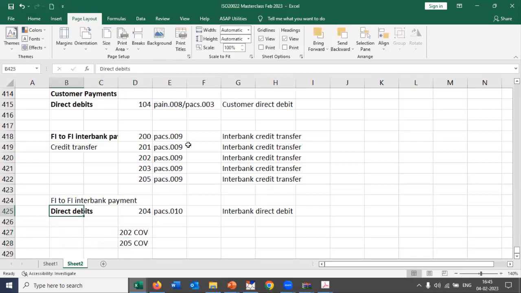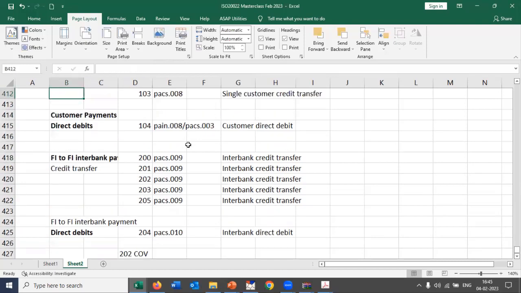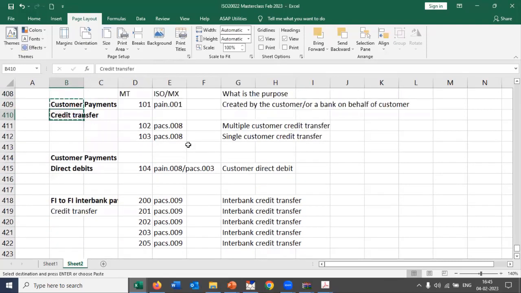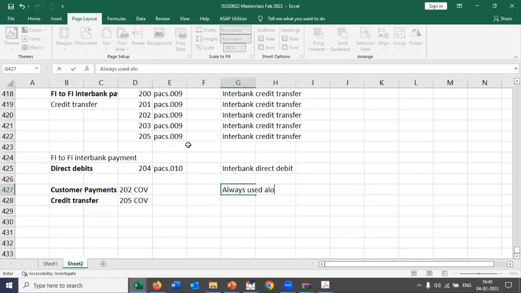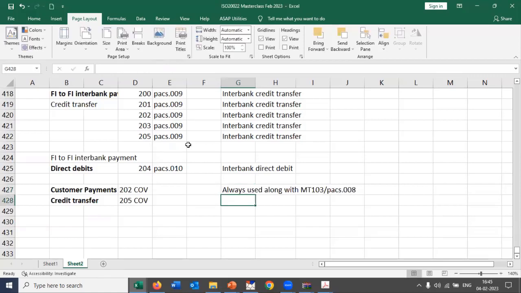These are used only for customer related credit transfer. So the 202 cover and 205 cover are always used along with MT103 in MT category, or a PAX008 in the ISO category. So though they are in category 2, category 2 is always to be used only for interbank transactions where there is no non-bank entity in that payment transactions.